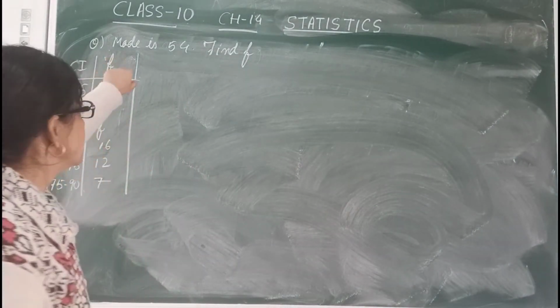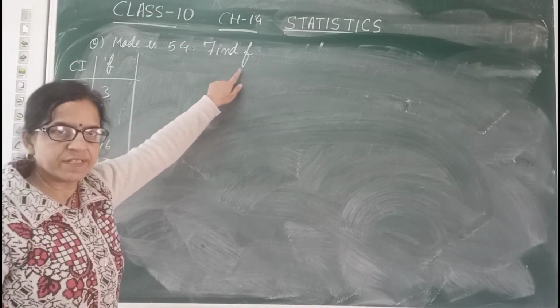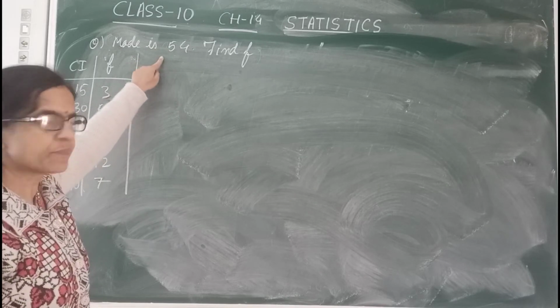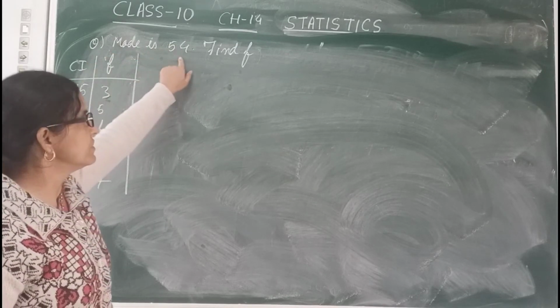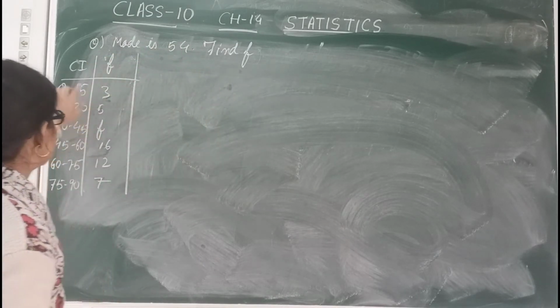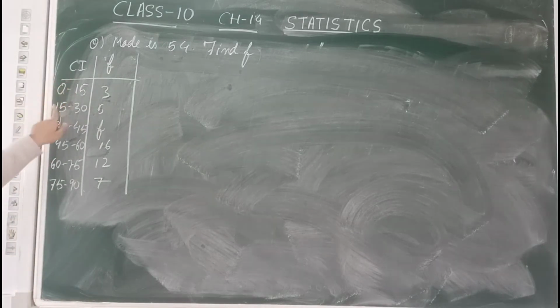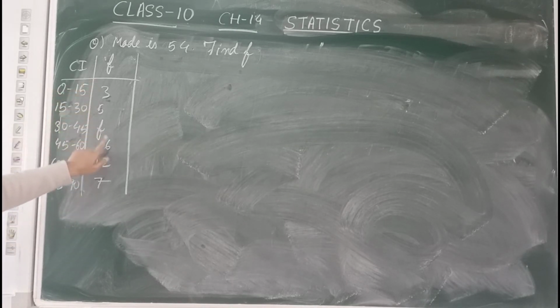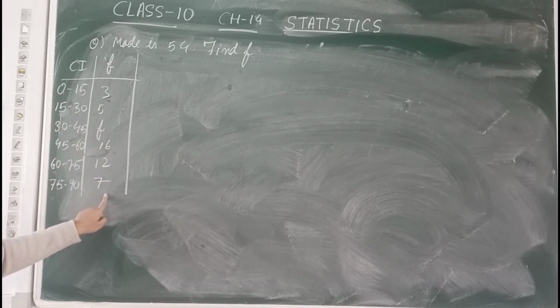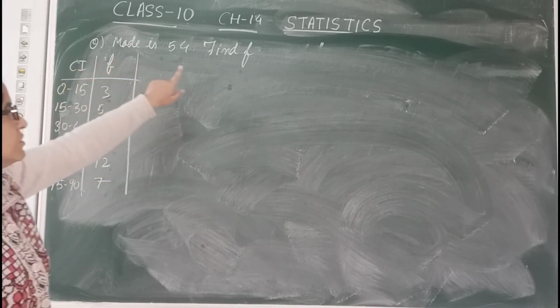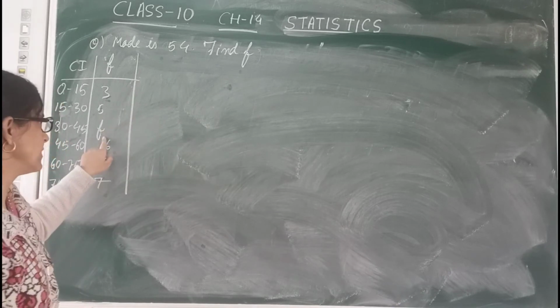So now let us do a sum in which we have to find the missing frequency and the mode value is given. So the question is, if the mode is 54, find f. The data is class interval 0 to 15, 15 to 30, 30 to 45, 45 to 60, 60 to 75 and 75 to 90. Frequency is 3, 5, f, 16, 12 and 7. Now over here we have to find the value of f. This is the missing frequency.